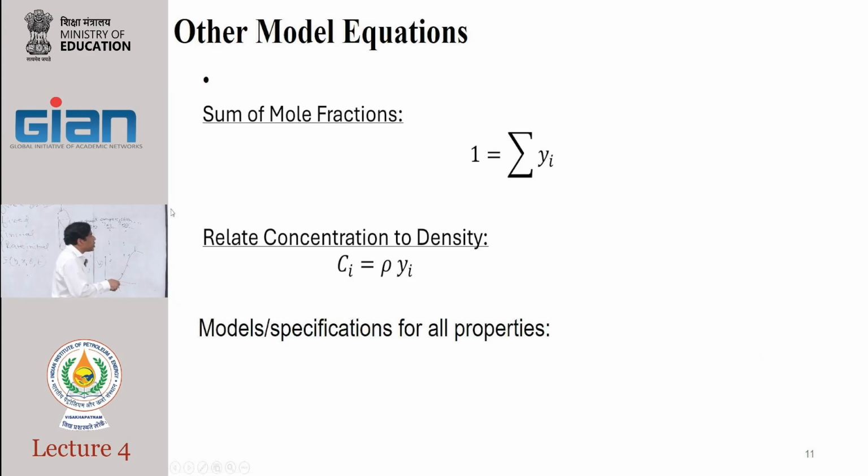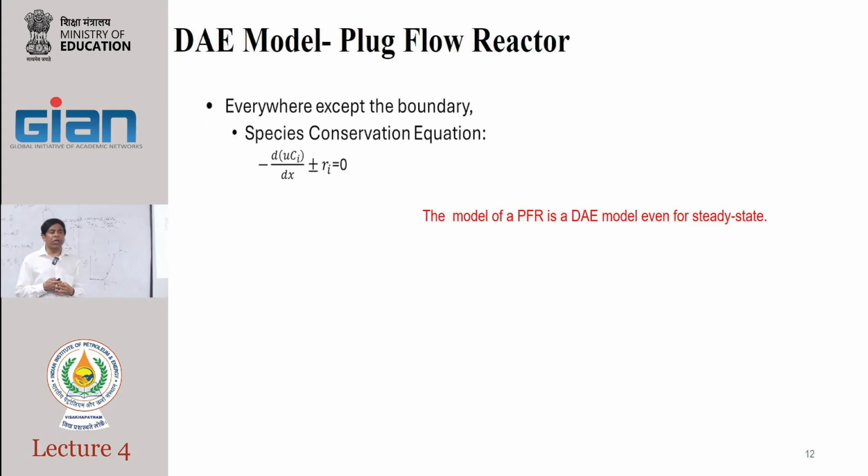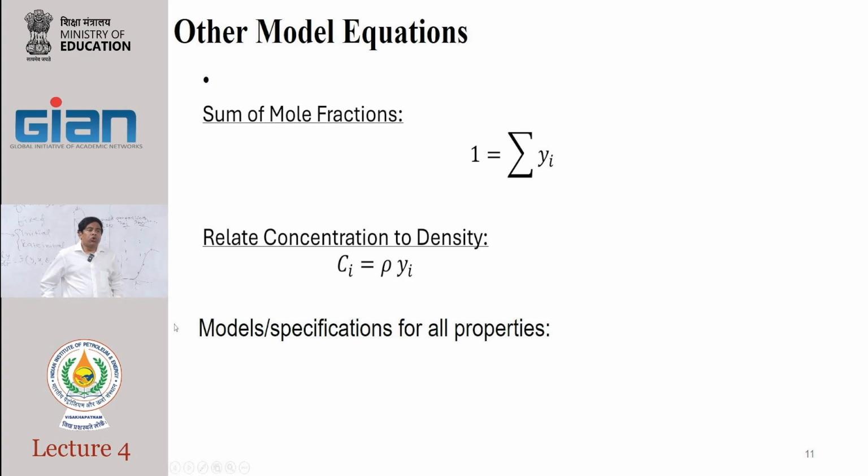Now, what are the other equations that we need to consider? One is the summation of the mole fractions. Then we'll relate the concentration to the density, and then we'll have the specifications for all the properties. We'll write these equations tomorrow in Aspen Custom Modeler, and I will show you how to solve it. One thing I wanted to tell you is that there is a fundamental difference between how you solve these algebraic equations in a solver like MATLAB versus Aspen. So keep these things in mind.